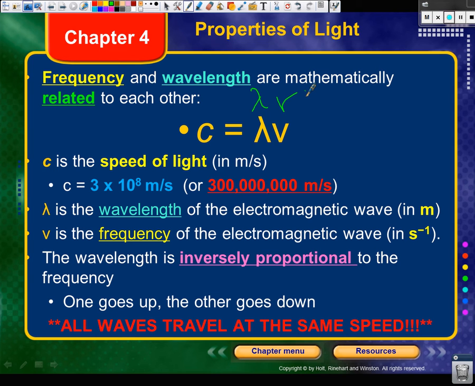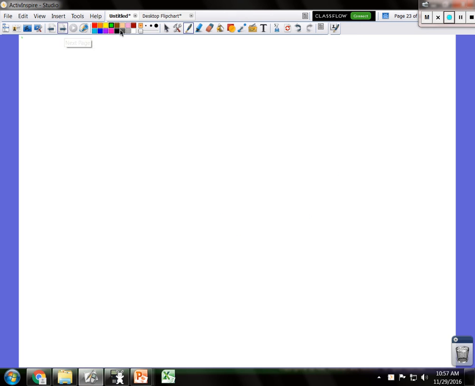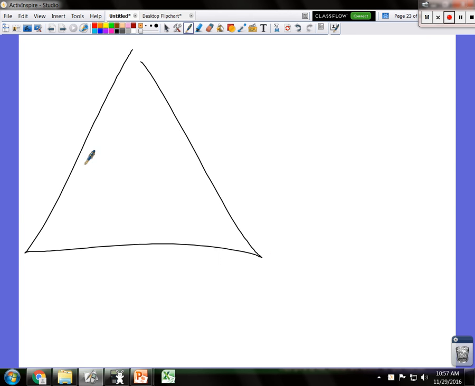So the first thing is, and I can't believe I didn't do this yesterday. I guess I ran out of time. Let's draw our handy-dandy triangle. Okay. So in this triangle, where is the variable c going to go? The top. Very good. Okay. The other two are obviously going to be on the bottom. So we've got c equals lambda times nu.